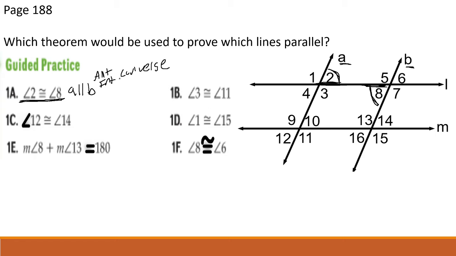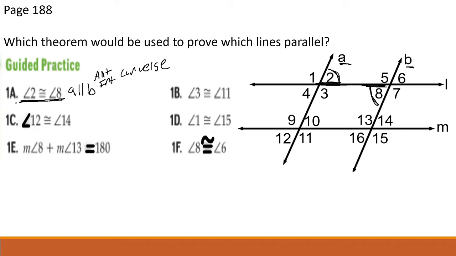Again, the reason I'm using the converse is because I'm proving that the lines are parallel. If I was given this in reverse, let me just do the backwards version here. If I was told that A and B are parallel, how would you prove that angle 2 is congruent to angle 8? I would say the alternate interior angle theorem, because I'm proving that the angles are congruent.